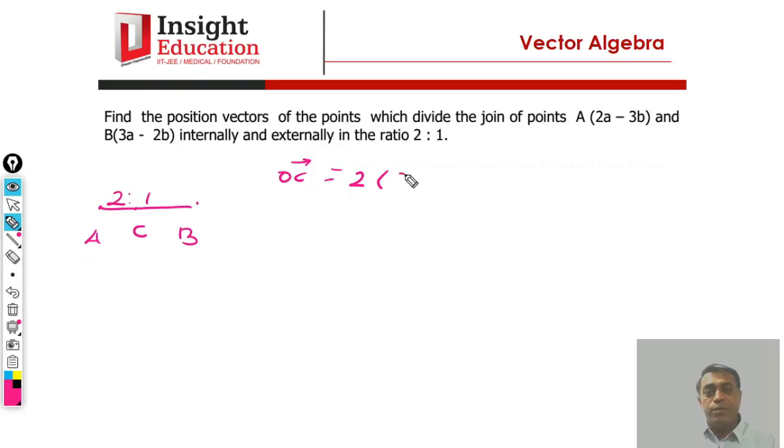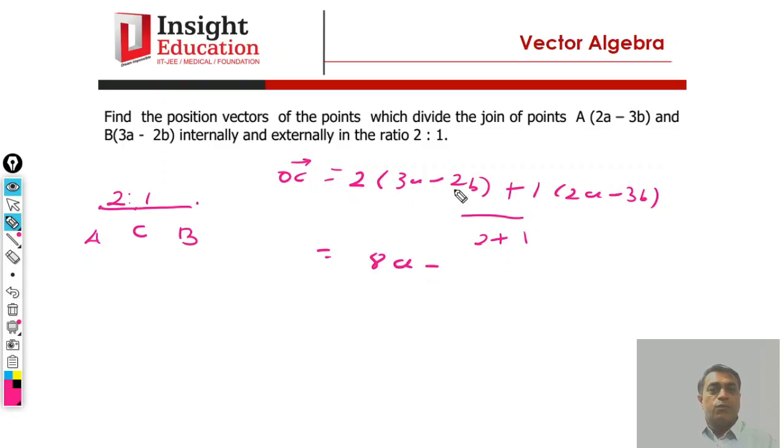So 2 into B, B is 3A minus 2B plus 1 into A, so 1 into 2A minus 3B upon 2 plus 1. Okay. So the answer is 6 plus 2, so that is 8A minus 4B minus 3B, so minus 7B, divided by 3, so 1 upon 3. So that is OC, 1 by 3, 8A minus 7B. Okay, so this is for internal division.